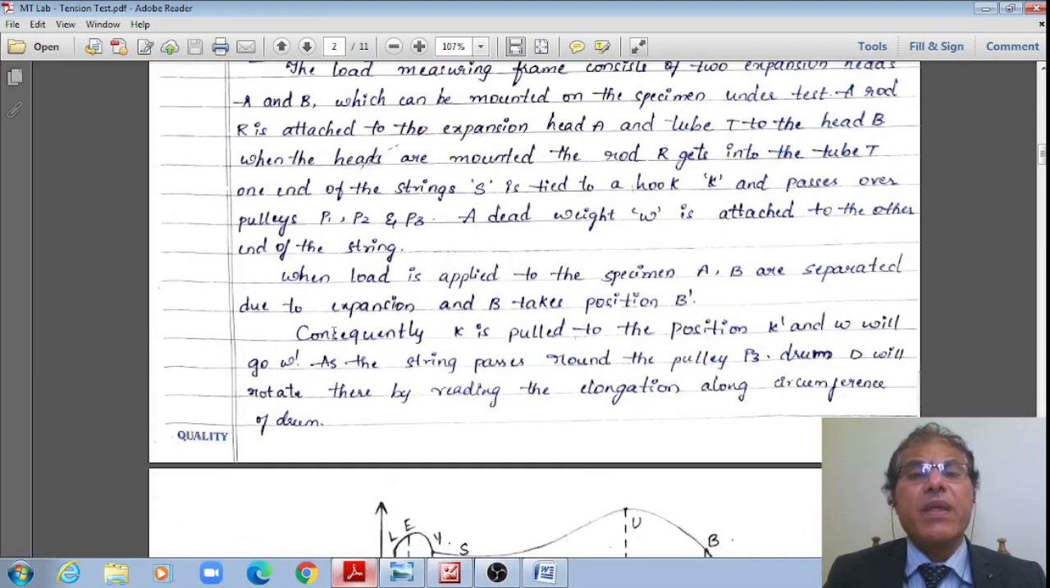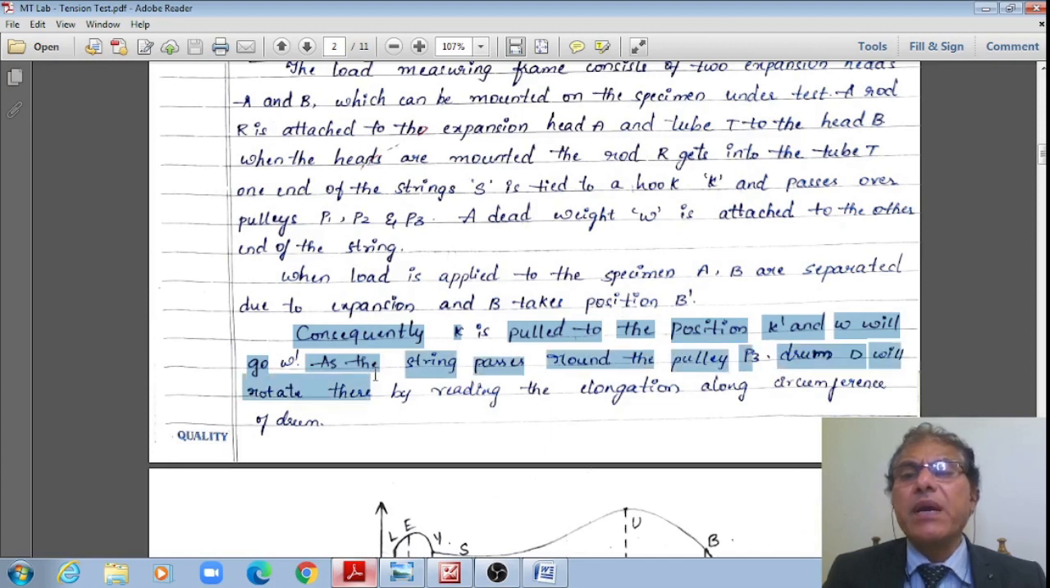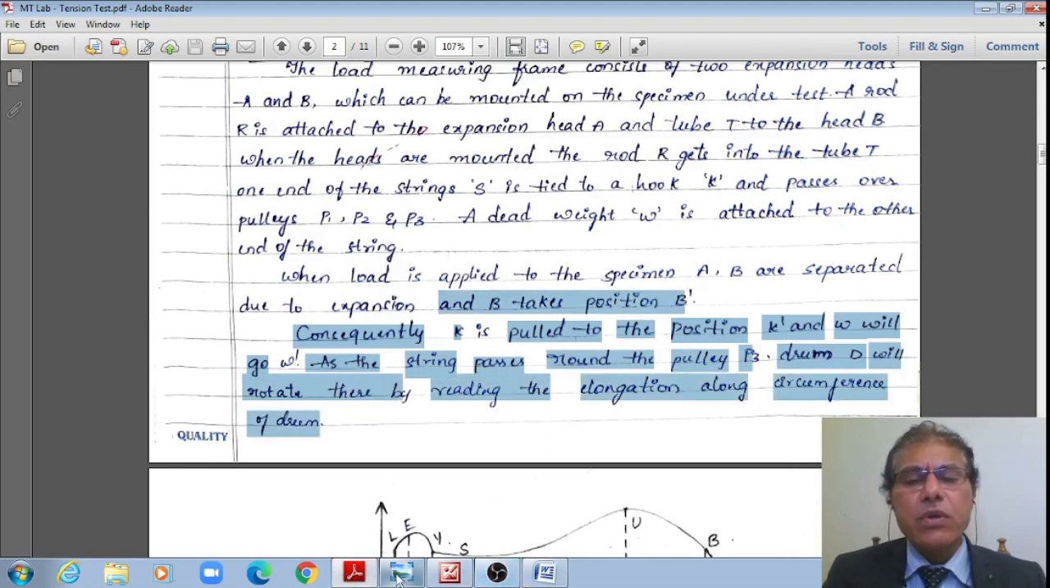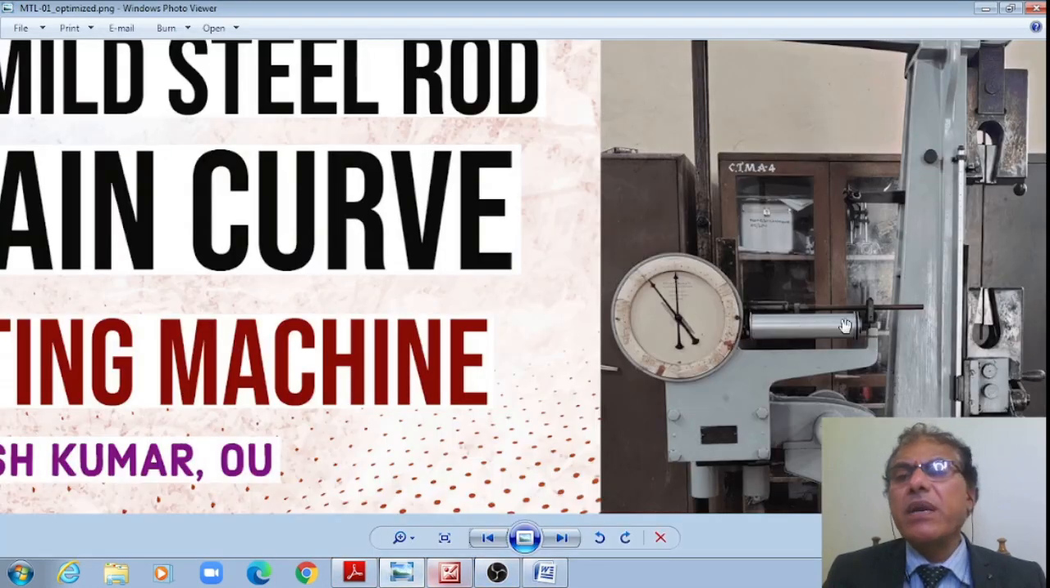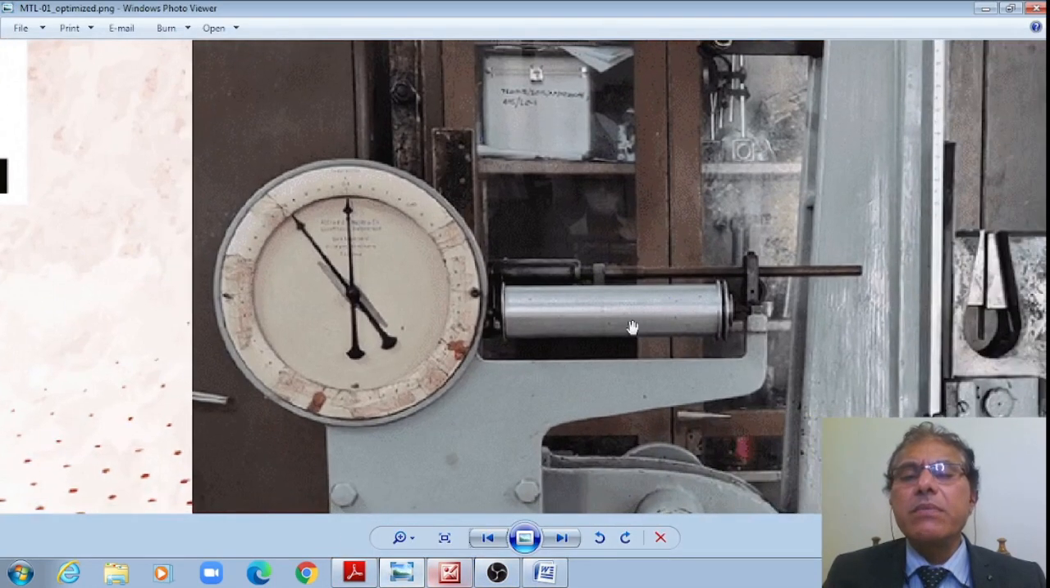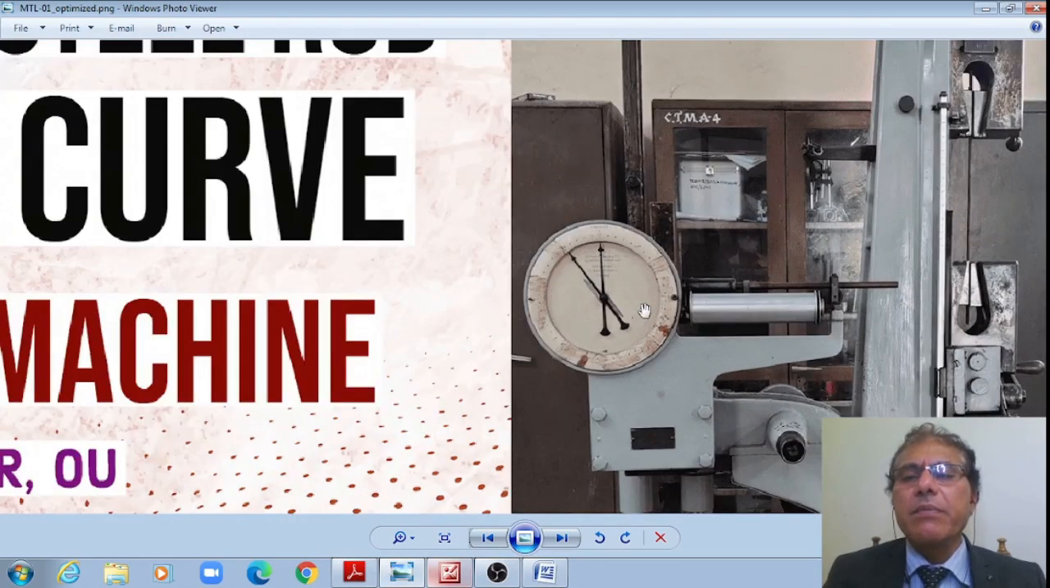Next, consequently, K is pulled to the position K prime and W will go to W prime. As the string passes around the pulley P3, drum capital D will rotate, thereby reading the elongation along the circumference of the drum. Now I'll show that drum also. This is how, over this drum, the deformations are measured. Load versus deformations are measured.